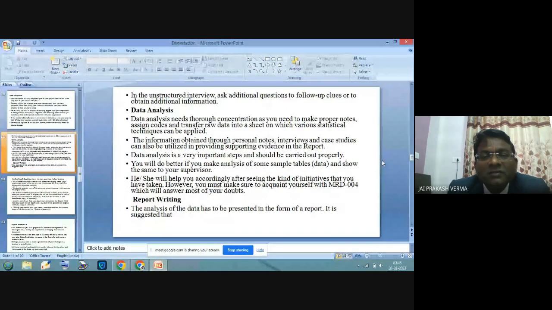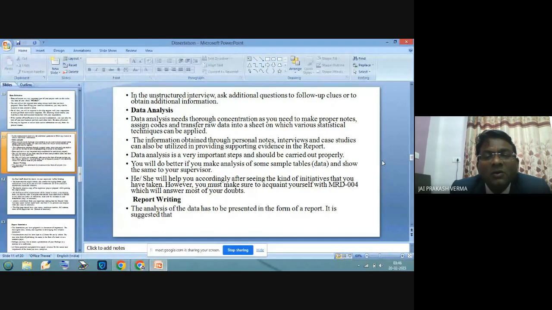In the unstructured interview, ask additional questions to follow up a clue or to obtain additional information, beyond the questions you have already made in your questionnaire or interview schedule. If you become informal with the villagers, then they provide you some additional information, and that information is very important. So please take a diary and note that additional information in your diary, and finally you must include that information in your interview schedule or questionnaire.